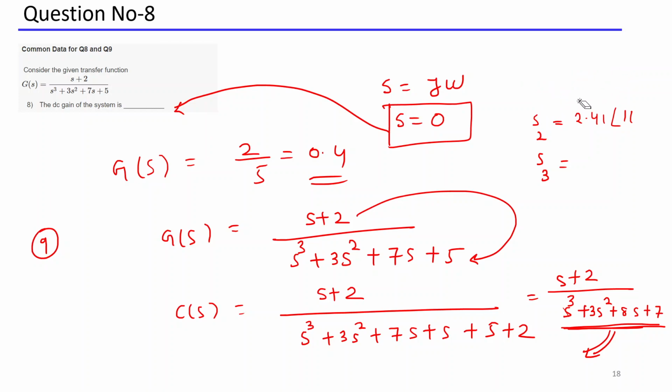I just wanted to convey that my point is that you need to find this out by yourself, no problem. I just wanted to convey whether this system is stable or not.